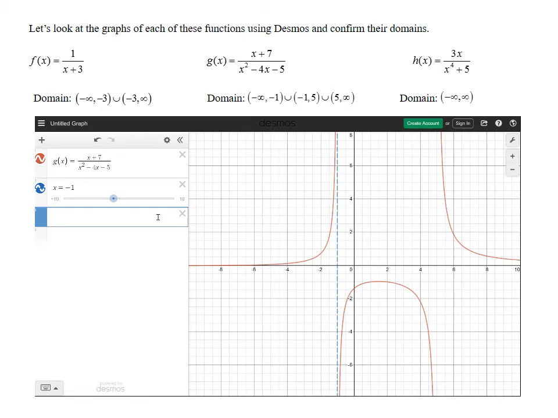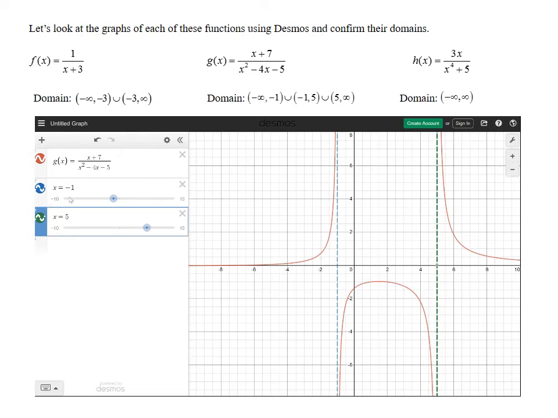The other place this happens is at x equals 5. I'll draw that one in as well, making it dashed, as we do for asymptotes, so we can see once again the graph is approaching that line, but it actually doesn't reach it. So we have two domain restrictions on this graph. The graph doesn't exist at -1 and it doesn't exist at 5.